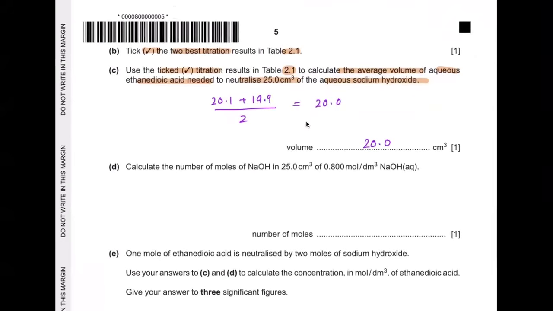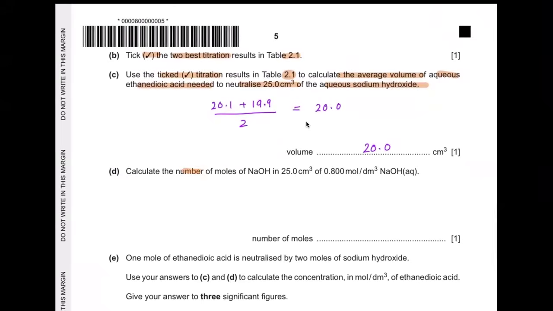Now, what they are asking next: calculate the number of moles of sodium hydroxide in 25 cm³ of 0.8 mole per dm³ NaOH. So if you see over here, they have given you the volume and the concentration. So we directly use the formula of moles: moles of sodium hydroxide is its concentration times its volume, which must be in dm³. So either you multiply with 25 and divide by 1000, or just multiply directly with 0.025. Can anyone tell me the value, please? 0.02.